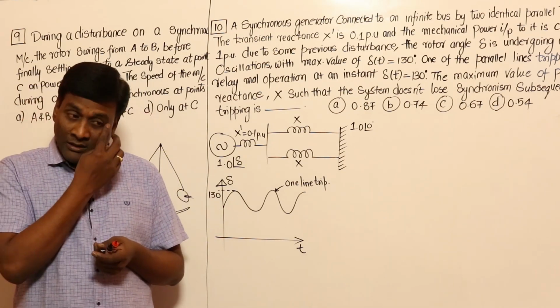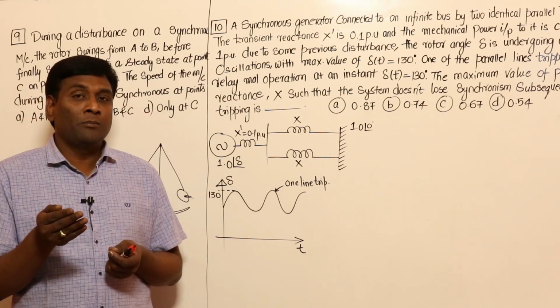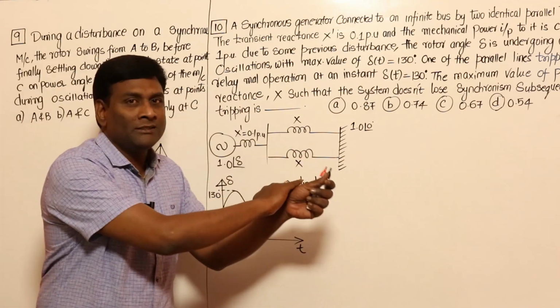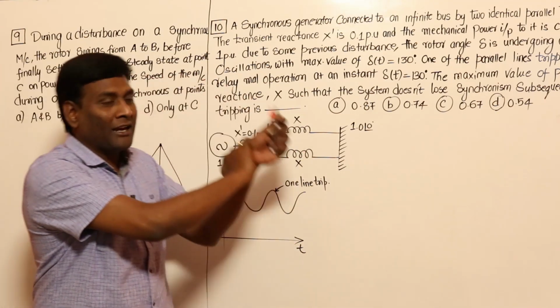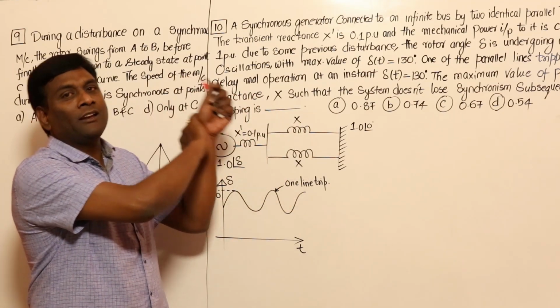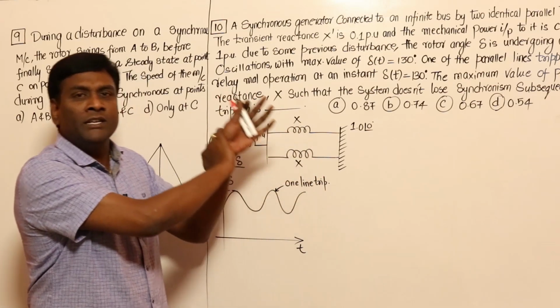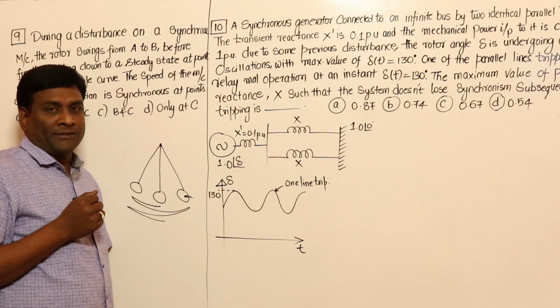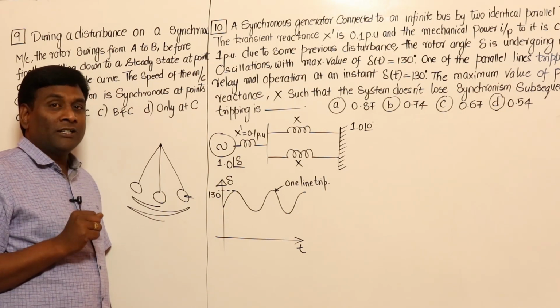For example, when electrical power equals mechanical power, it is a stable steady state condition. Mechanical torque equals back torque, so swinging will not happen. If mechanical torque is more than back torque, swinging will happen. So when the swing equation has to be considered, there are two things.